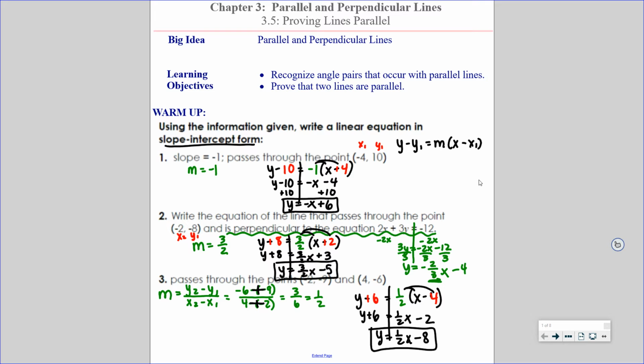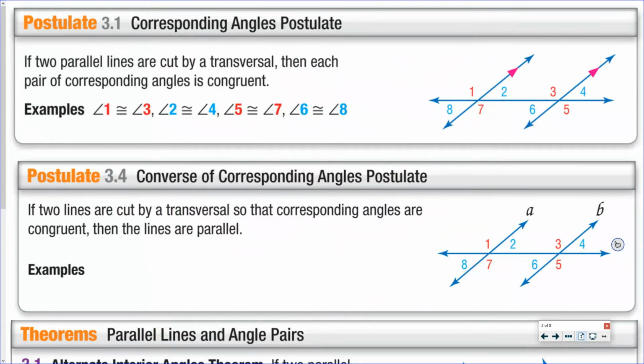Okay, so we're taking a bunch of postulates and theorems that we've already learned, and we're just talking about the converse of these theorems. So we're exchanging the hypothesis and conclusion. I copy and pasted this from your old notes. We know if 2 parallel lines are cut by a transversal, then each pair of corresponding angles are congruent. Okay, here are some examples.